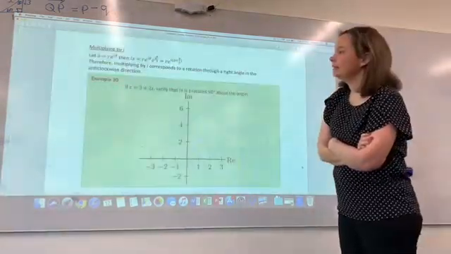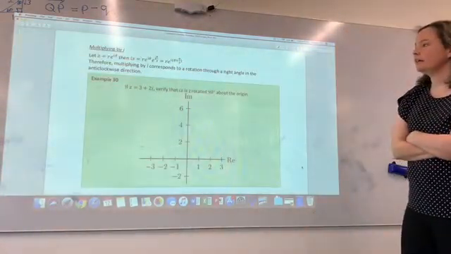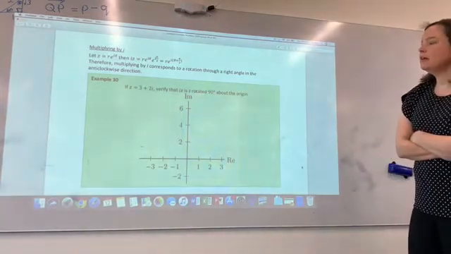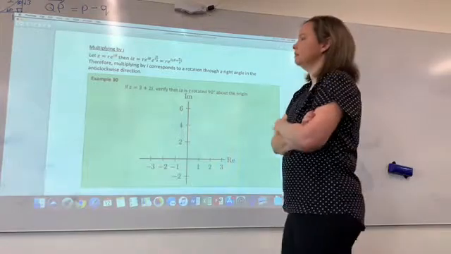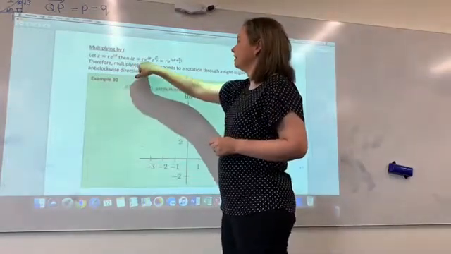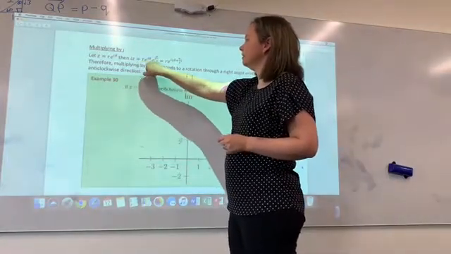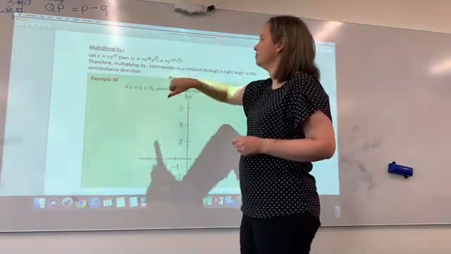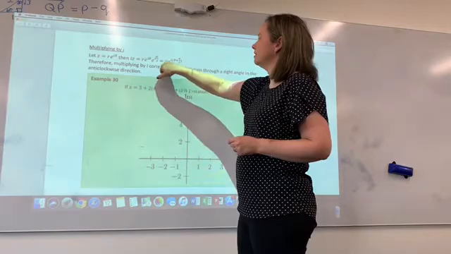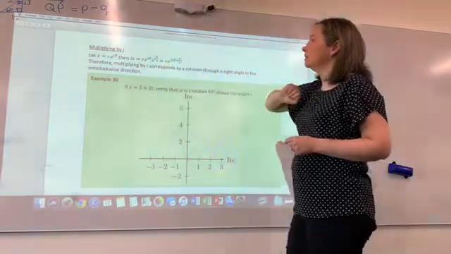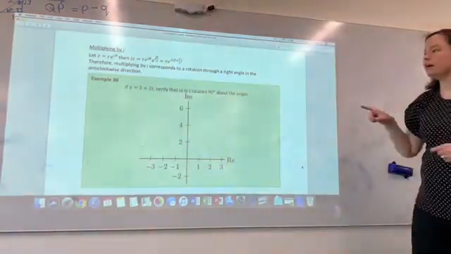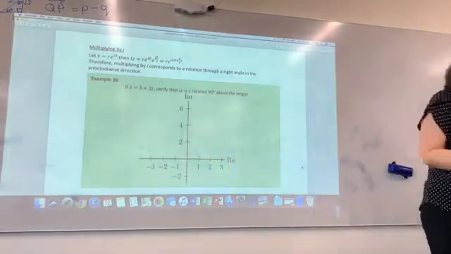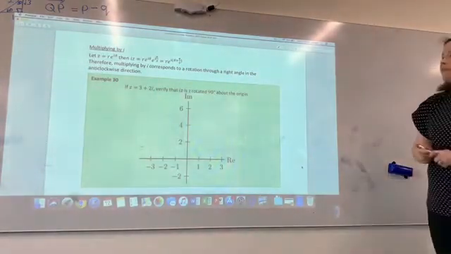Let Z equal r e to the i theta, that's just our exponential form. Then i times Z is equal to r e to the i theta times e to the i pi on 2. So multiplying by i corresponds to a rotation through a right angle in the anti-clockwise direction.